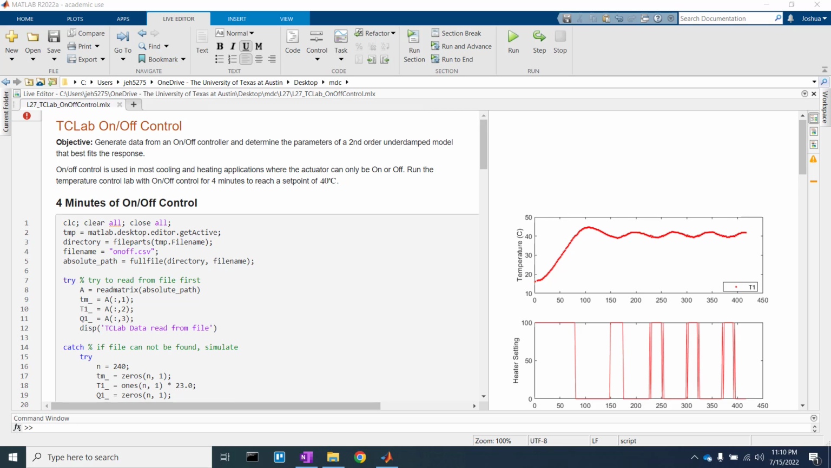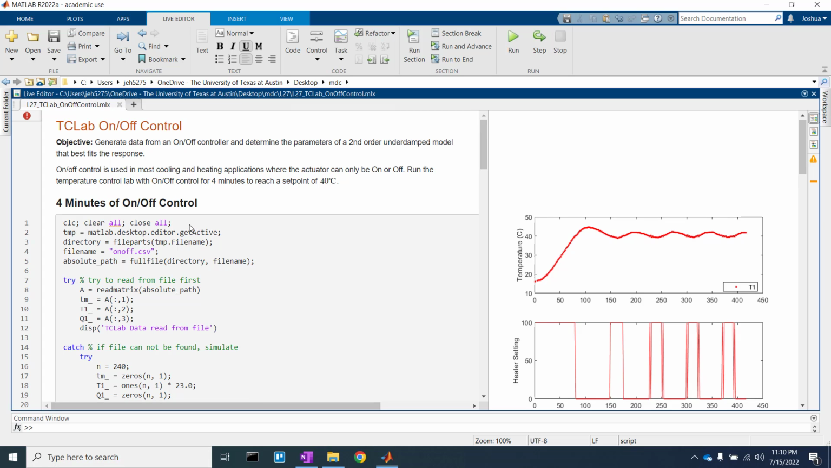Alright, we're going to use our temperature control lab, and we're going to use it like an on and off switch, so 100% or 0%, and we're going to be able to do that in order to simulate a second order system. And we're going to practice fitting a second order system's constants graphically. So let's go ahead and look at our code.